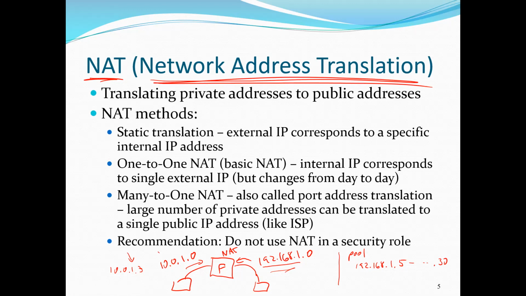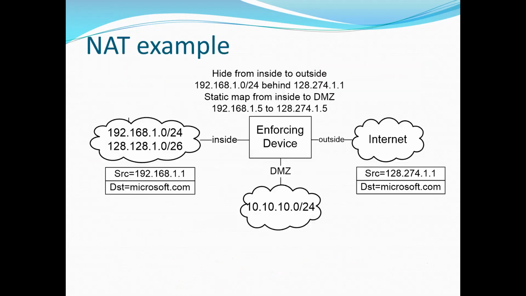All right, and then there's the many-to-one NAT, also called port address translation, which is basically when a large number of private addresses can be translated to a single public IP address, but there's a port number associated with it. Okay, so that's just one of the services that's involved, so I wanted to mention that. Firewalls will provide that. I wouldn't say it's necessarily a security thing. If anything, I just gave the example of privacy. So you might want to take a look at that. Here's just an example of what I just said.